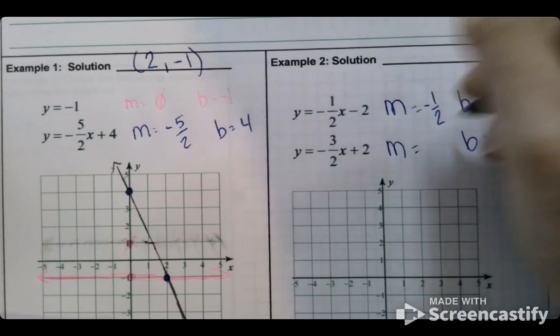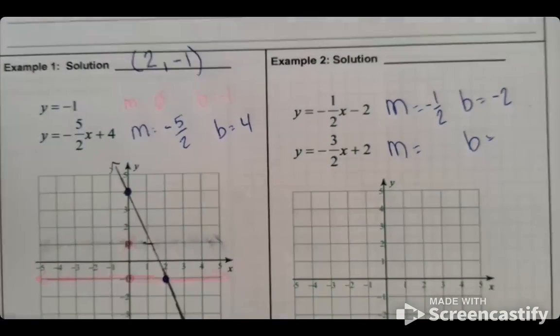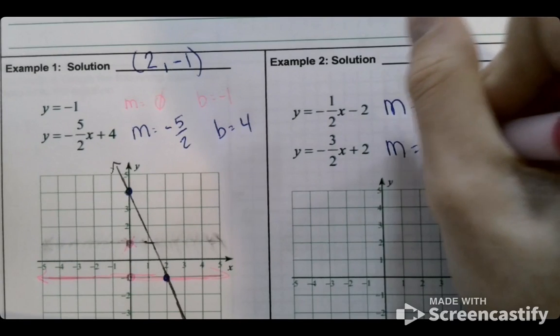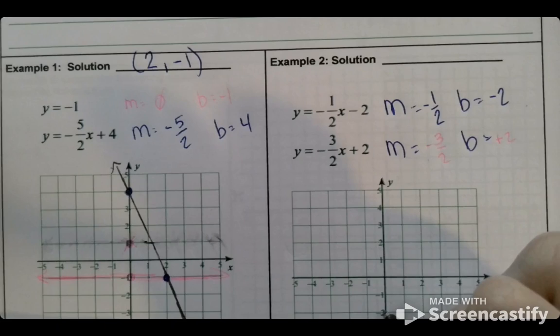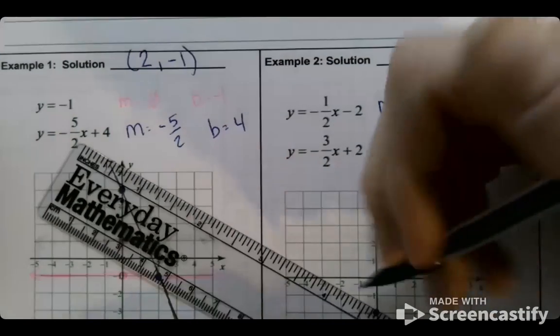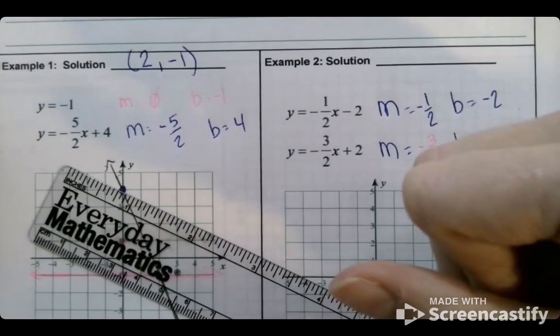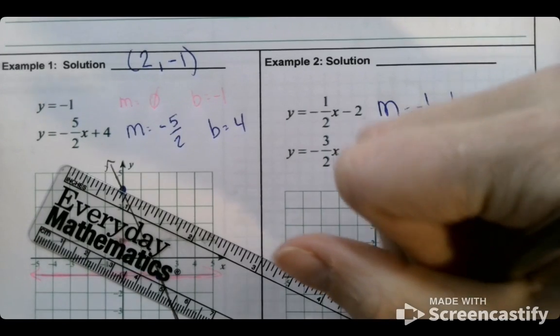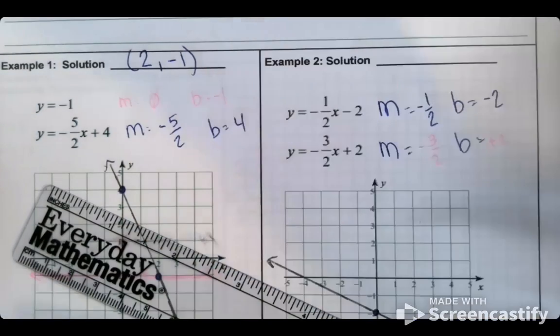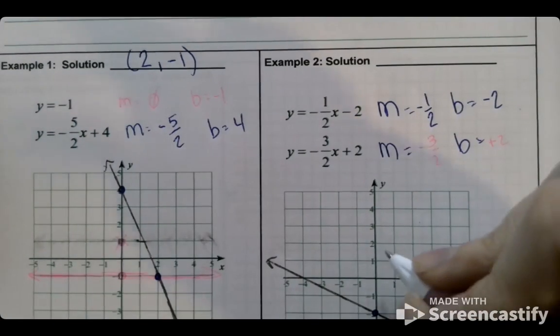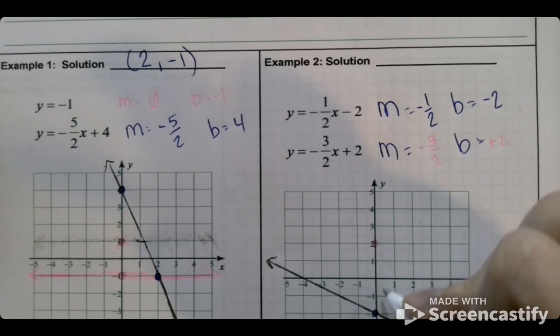So we had -1/2 and -2, and then we had -3/2 and +2. So then we have -2 plotted, down 1/2, down 1/2. Connect the points. And then do the same thing on the other one. We have +2 and then down 3 over 2.